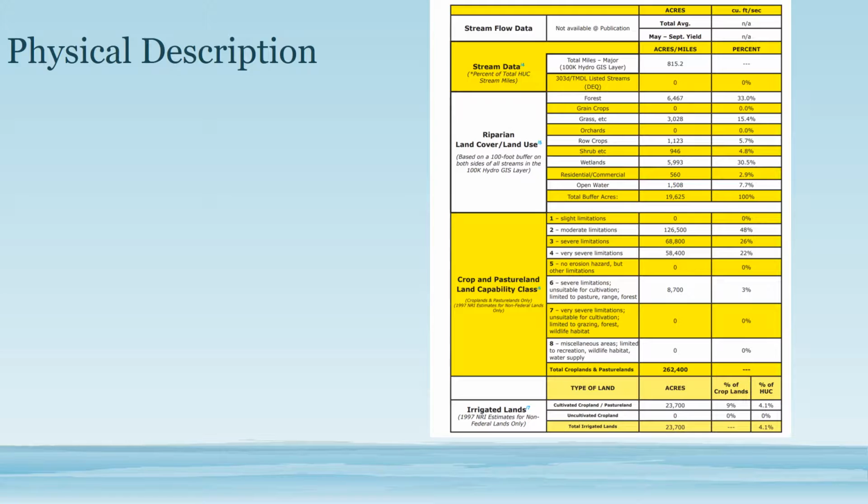The physical description is how much of the land is forest, grass, rock, crops, wetland, how much is used for residential, and how much is open water. If you see the chart, you will get the information that residential is just 2.9%, open water is 7.7%, and the forest, which is greater than the overall, is 30%.